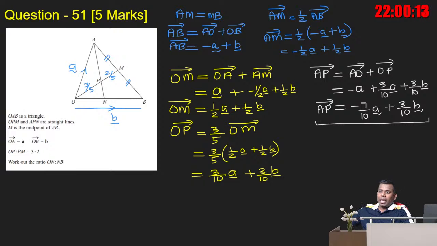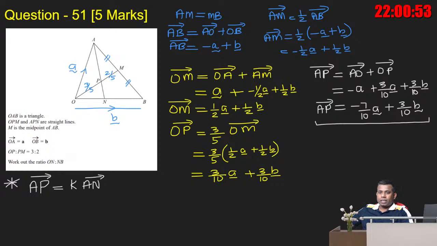So what is AN vector and AP vector? Here I'm putting a star mark. I'm going to write AP vector, it's k times AN vector. Always start from a small vector, because I know APN is a straight line. They have given that one. So AP vector and AN vector are in a kind of scalar multiple.